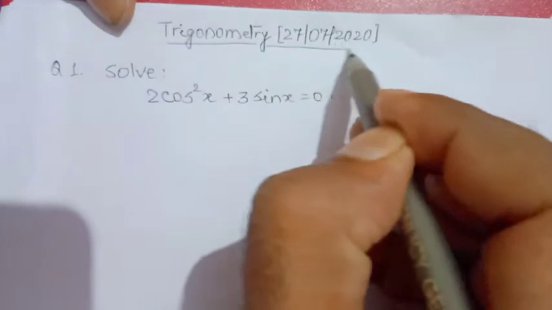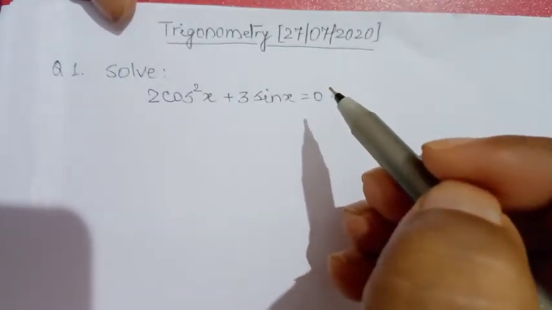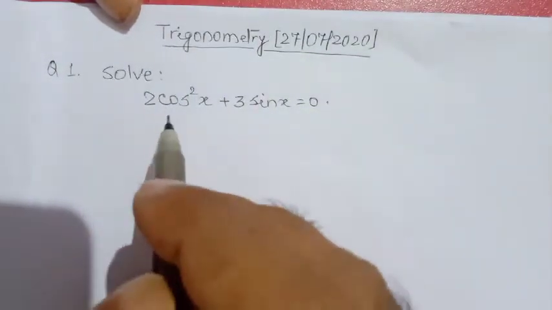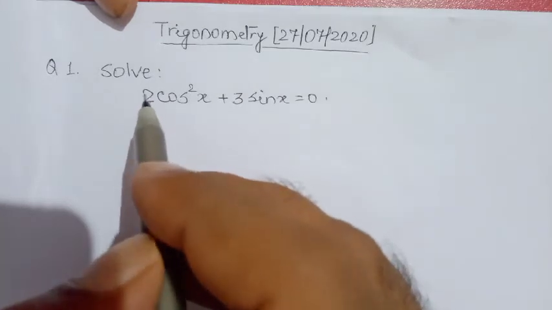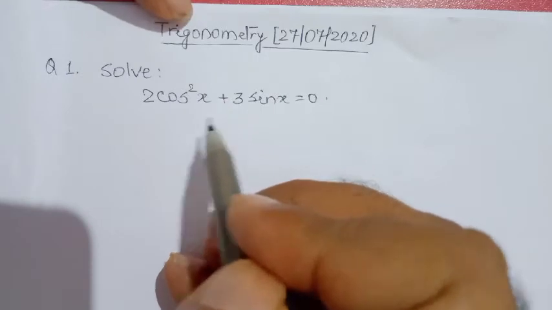We are studying trigonometrical equations. We have solved so many questions. Today, I am here with some new problems. See the first question. Solve 2 cos square x plus 3 sin x is equal to 0.